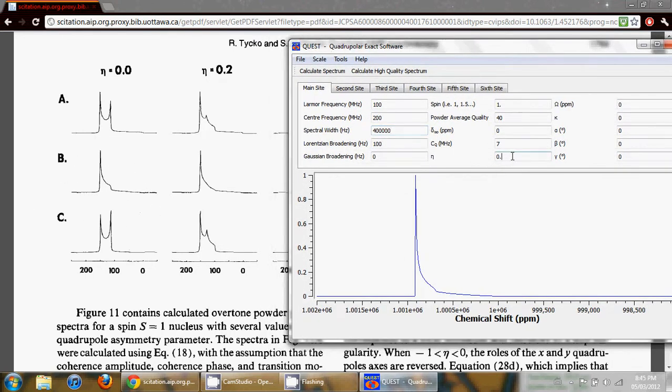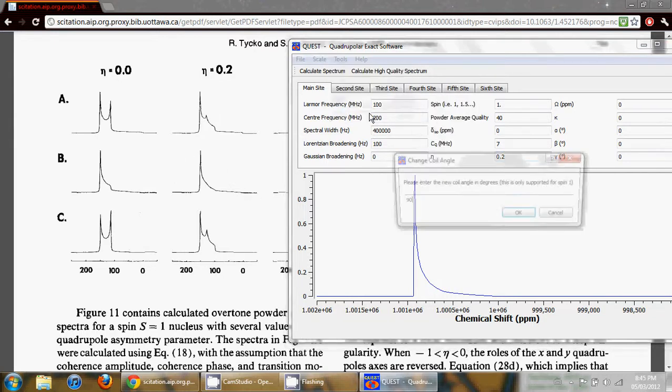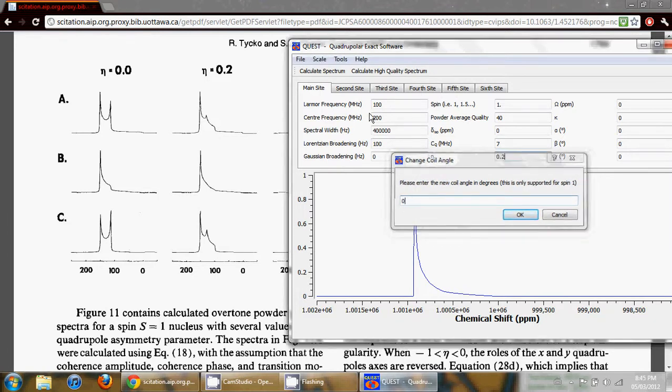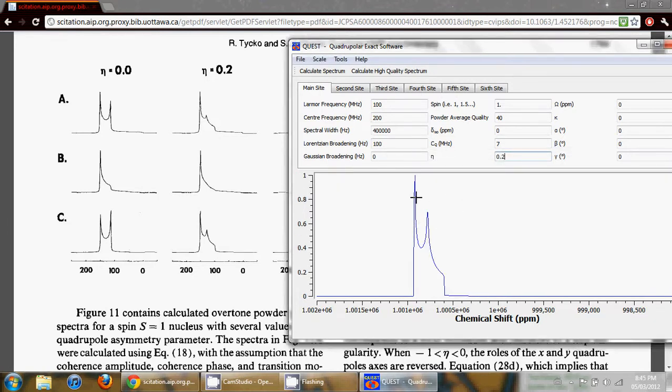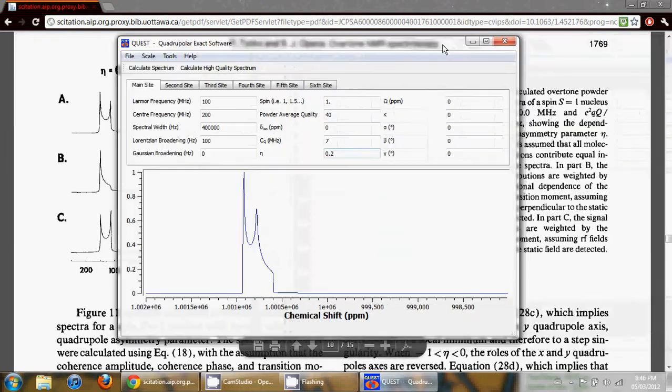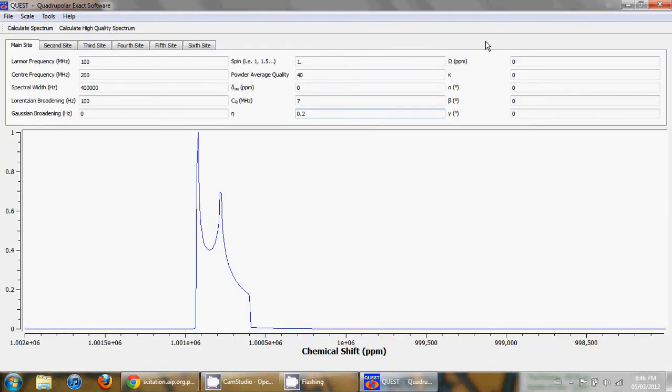We can change the asymmetry parameter to 0.2, and there's very little change in the line shape for the spectrum in a coil perpendicular to the magnetic field. But if we change the coil angle to 0 degrees, you'll see this extra singularity, which corresponds to this spectrum here, which can be useful for getting your quadrupolar and chemical shift tensor parameters for these overtone transitions.